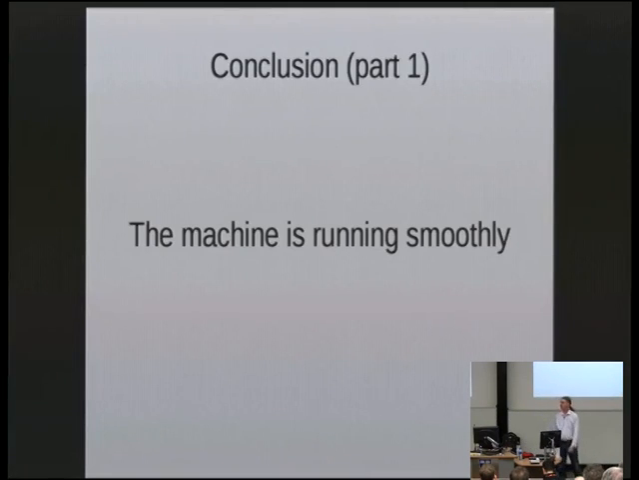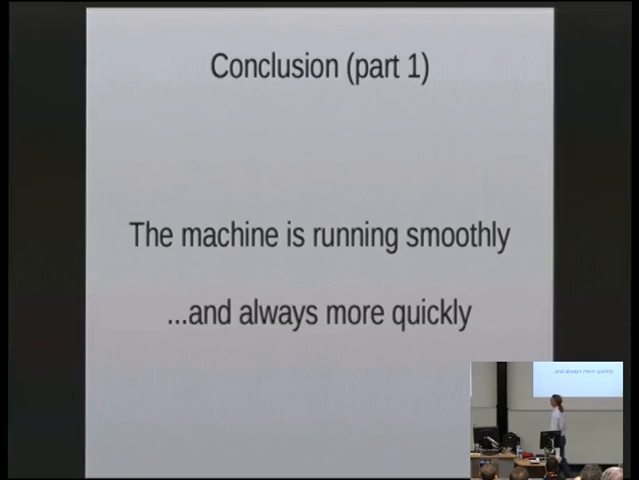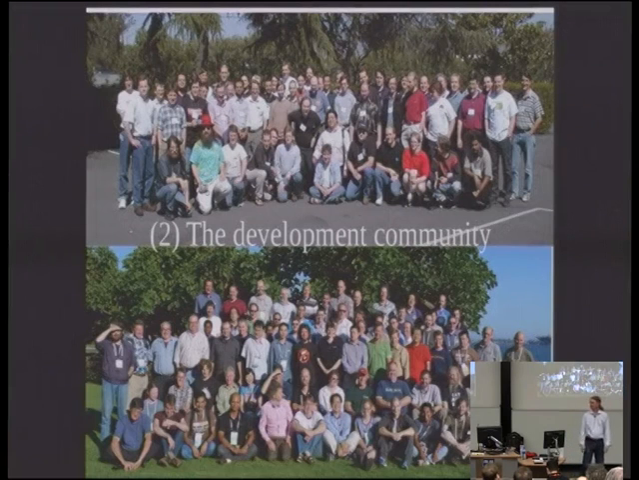So just to conclude for part one here, the machine is indeed working pretty smoothly and it seems to be constantly accelerating, at least for now. So that's how the development machine is working. So if we're talking about our changing community, the change here is that it's working better. But now let's think about the community itself for a little bit.